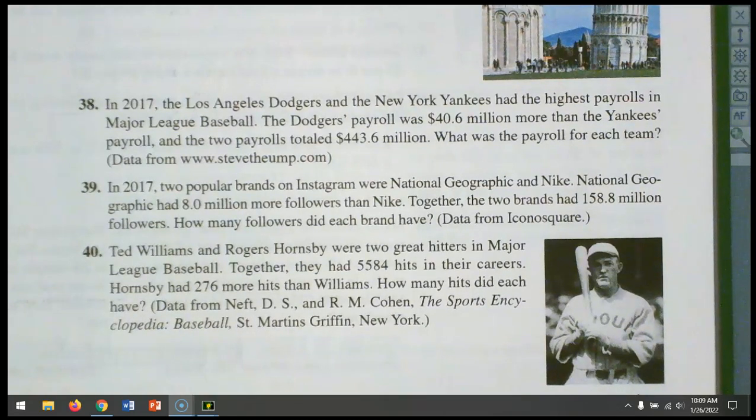In 2017, two popular brands on Instagram were National Geographic and Nike. National Geographic had 8 million more followers than Nike, and together the two brands had 158.8 million followers. How many followers did each brand have?